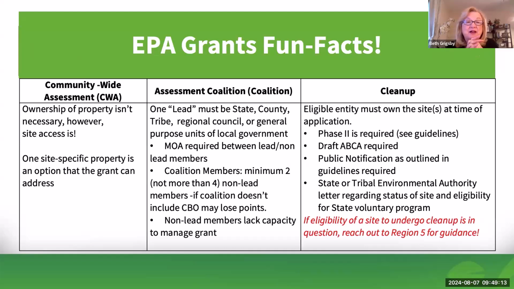EPA grants fun facts. Ownership of property isn't necessary if you're going for a community-wide assessment grant. However, site access is. And having site access and saying that you have site access in your assessment grant is a good thing. It really shows that you're on your way. You've got control of the property. You can do quite a bit.